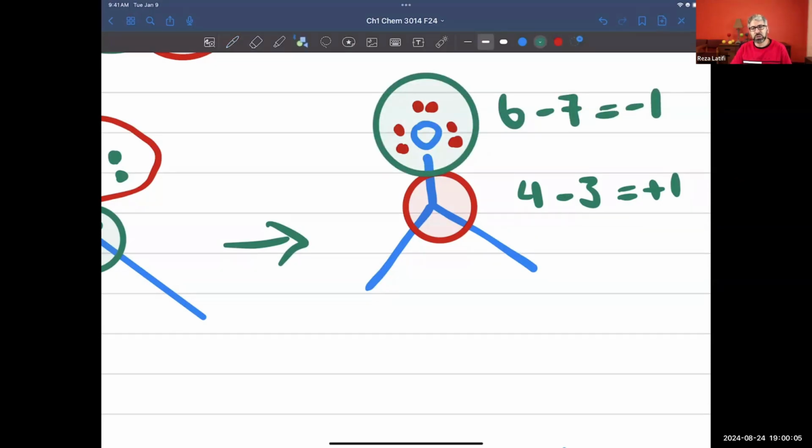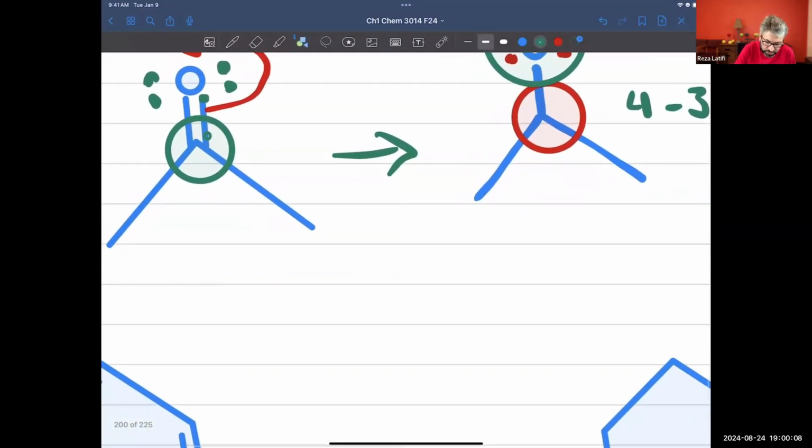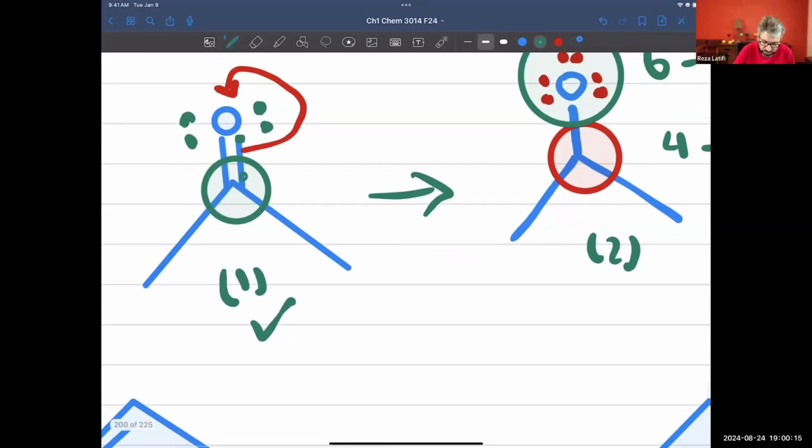So which one is more stable, 1 or 2? Of course, 1 is more stable because all the formal charges are 0. The ones I'm highlighting are the formal charges.